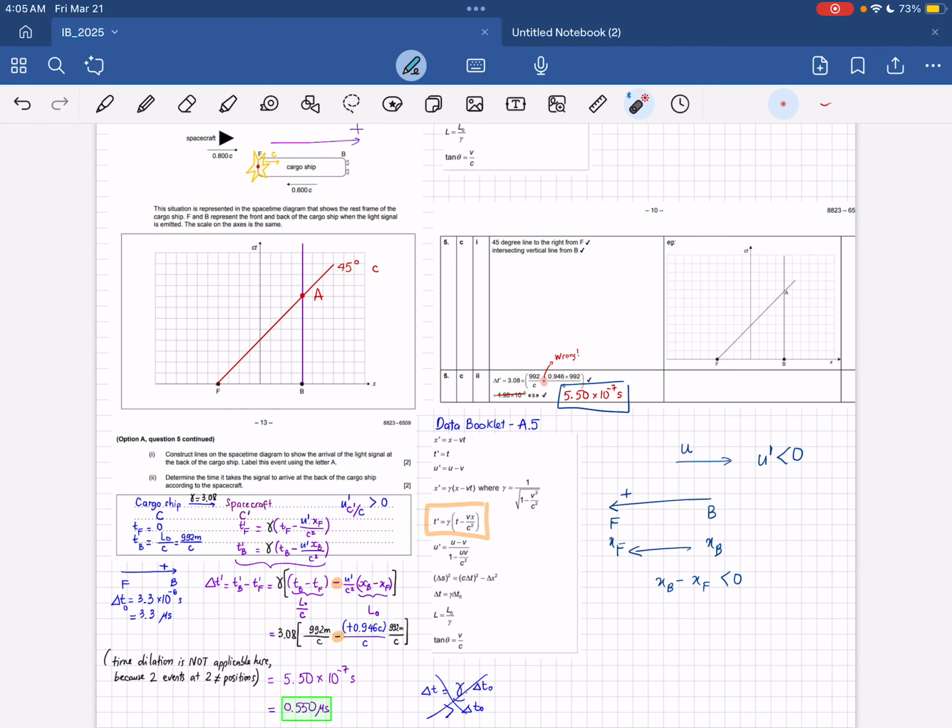The time observed on the spacecraft is shorter compared to the proper time observed on a cargo ship.